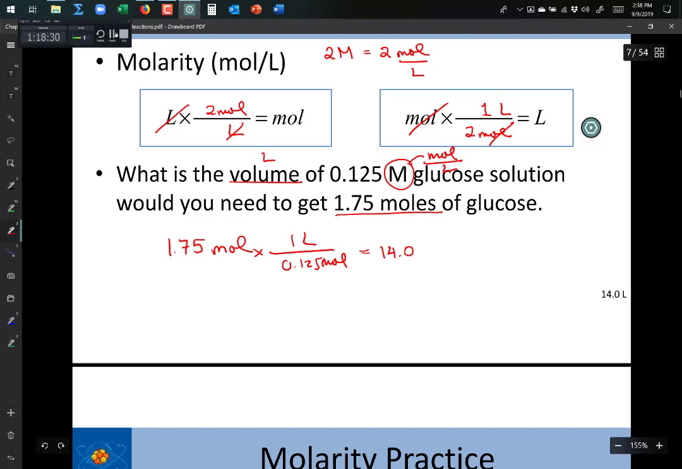That's what I have on the slide. 14, yeah. What did you get? You got something different? Do it again. Oh, because I put it there, right? All right, never mind, you got me all worried. So the moles will cancel out and leave me with these. Okay? All right, you practice these ones.